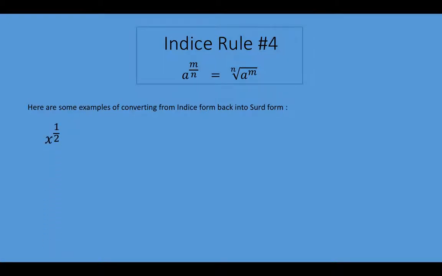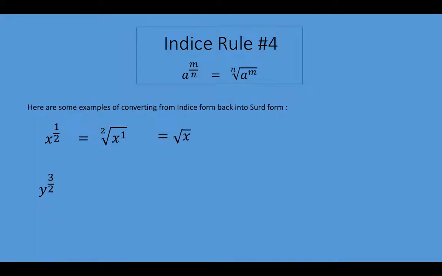Let's say we start off with x to the half, something that we've seen before. Now we know that the denominator of that fraction is responsible for the number in front of the root sign. So we can turn that into the square root, or the second root, of x to the power 1. Then we can simplify that into the shorthand version, the square root of x, which we recognise.